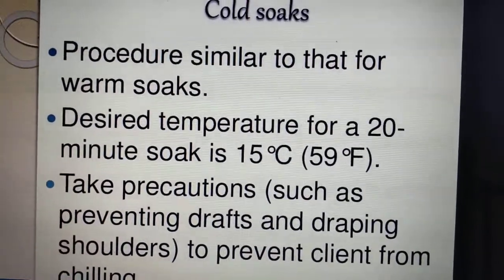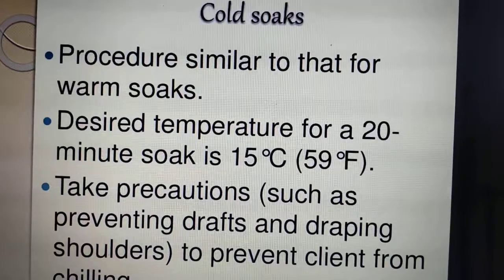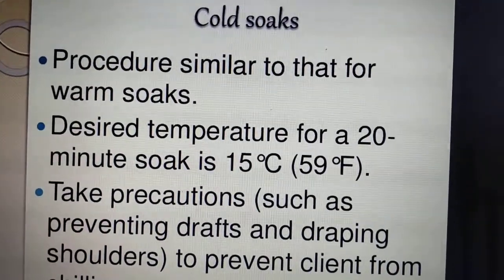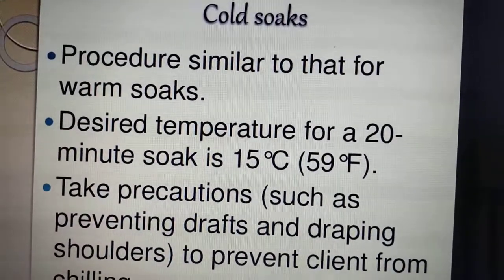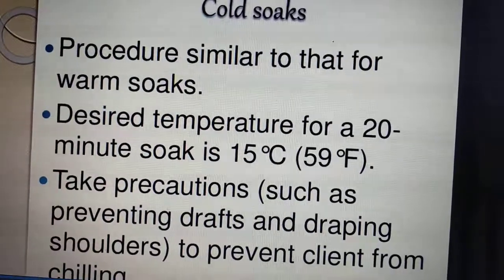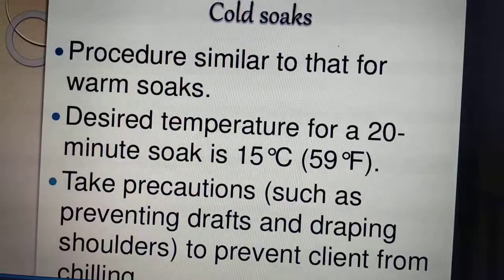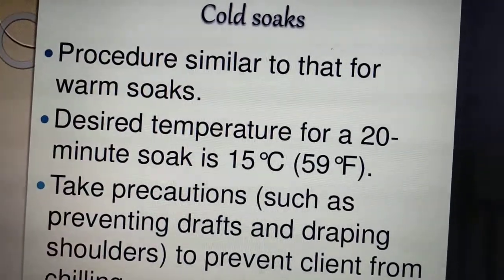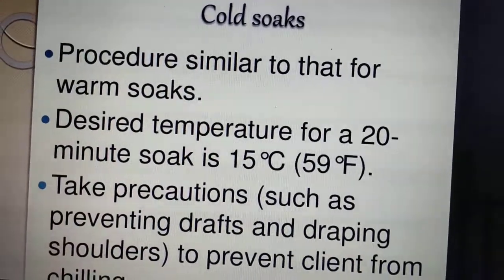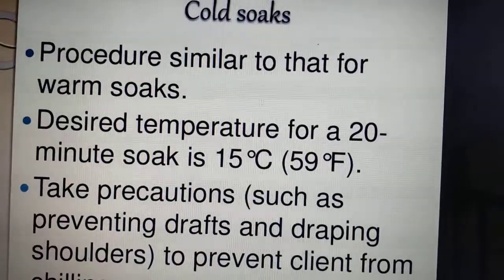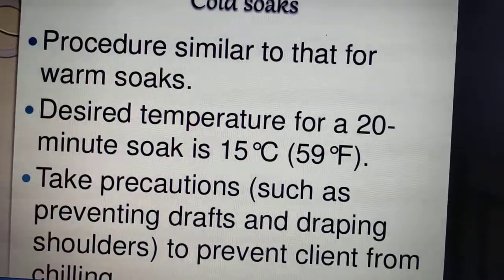We have to take precautions with this. Otherwise, what happens? If you leave the patient for a long time, the patient may get a draft, and then severe Raynaud's phenomenon may happen, or severe hypothermia may develop. So be careful and take precautions.